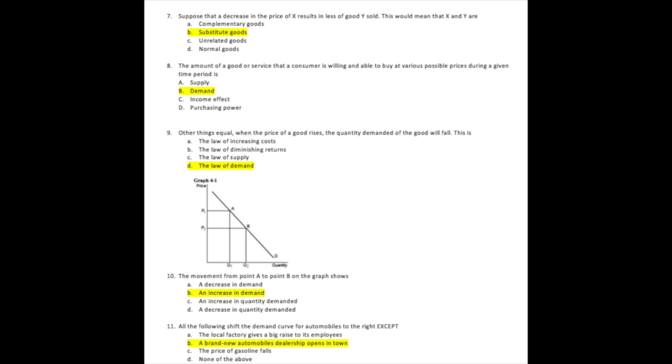Number 11, all of the following shift the demand curve for automobiles to the right, except a brand new automobile dealership opens in town. That deals with supply and not demand. Number 12, if the cost of making bicycles falls, the price goes down, causing the demand curve to shift to the right. And it's asking you, is that true or false? So if the cost of making bicycles goes down, that means that the price goes down. And remember, anything dealing with price is a quantity demanded and not a demand issue.